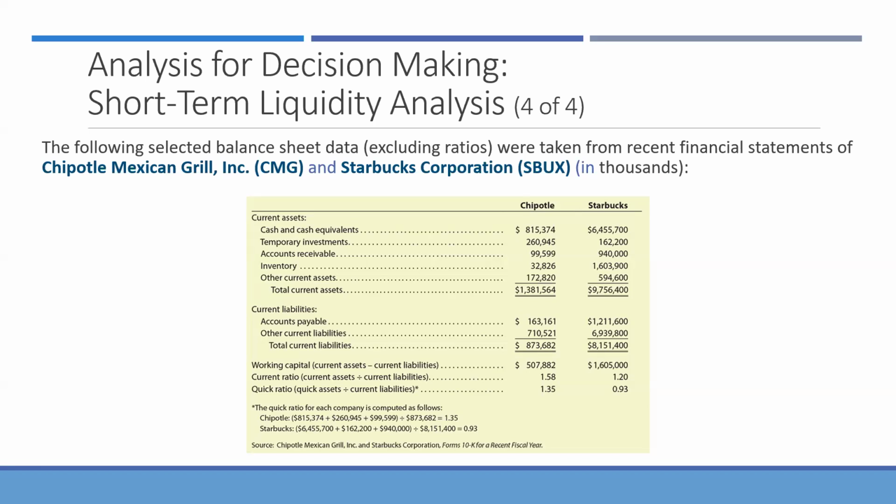Sometimes in debt covenants, they'll have current ratio requirements or a requirement to hold a certain amount of working capital. And so let's say that Chipotle is required to hold 500 million in working capital. If working capital drops to 400 million, what are their options?